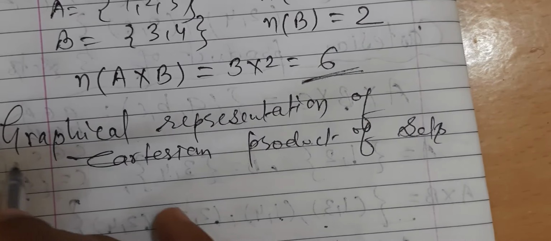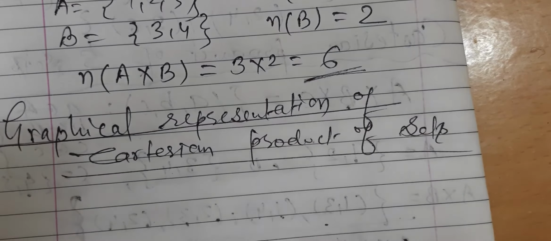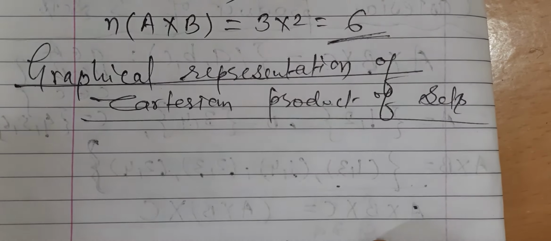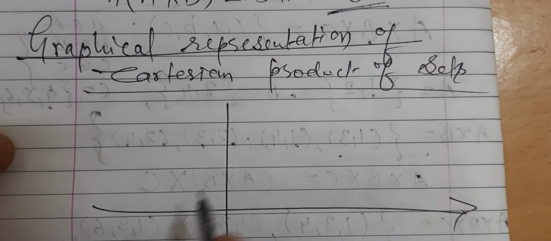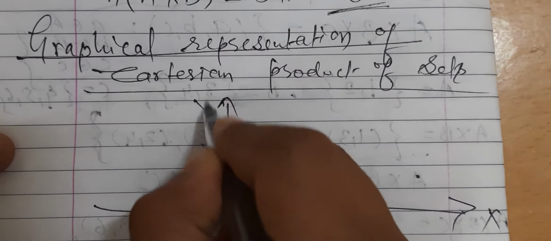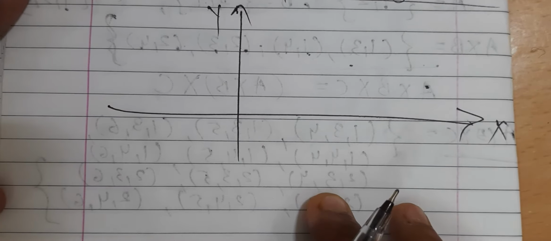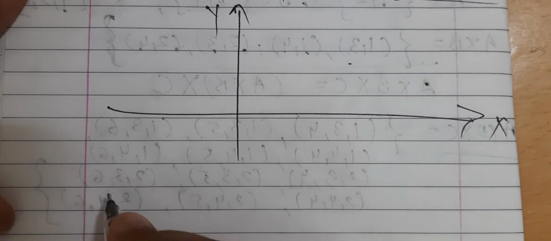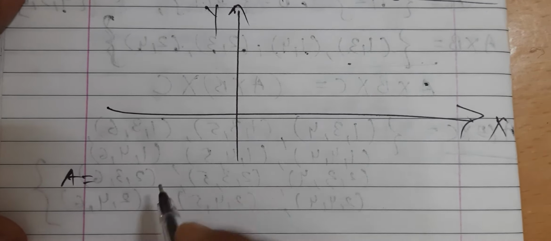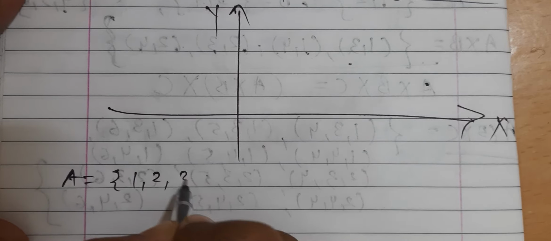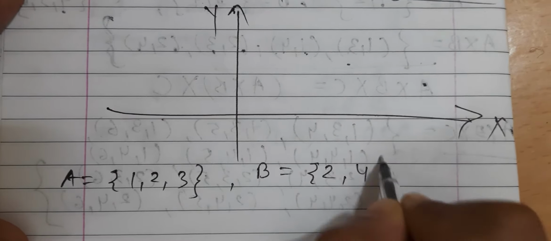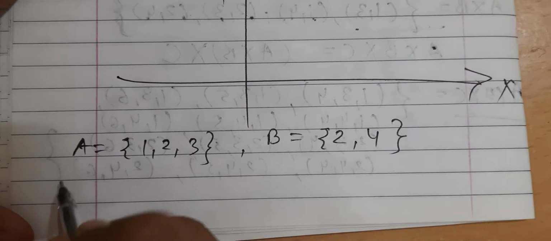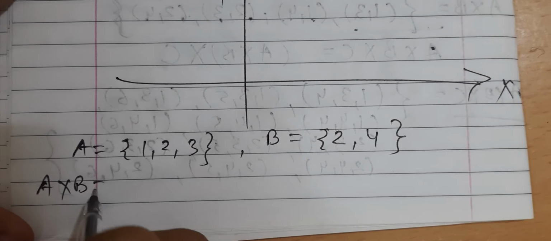So here, how to represent Cartesian product of a set graphically. It's graphical representation, so we need to plot a graph. So this is x-axis and this is y-axis. First set is given, set A, whose elements are 1, 2 and 3, and then we are given a set B whose elements are 2, 4. Now first we'll find the Cartesian product A cross B.